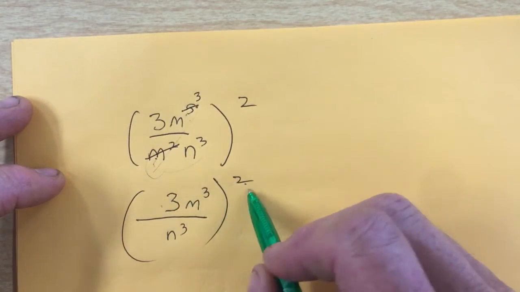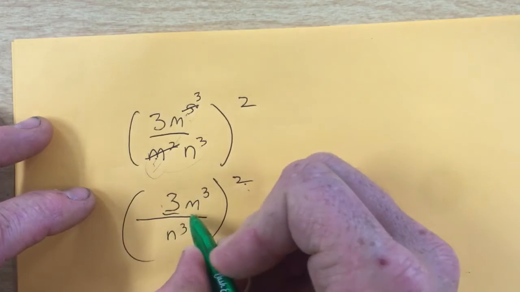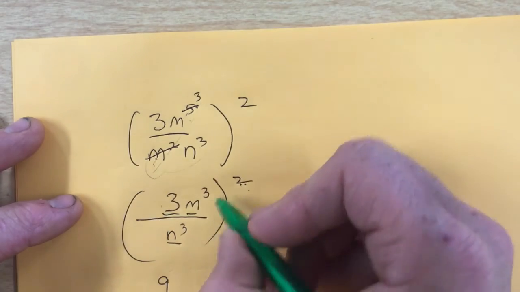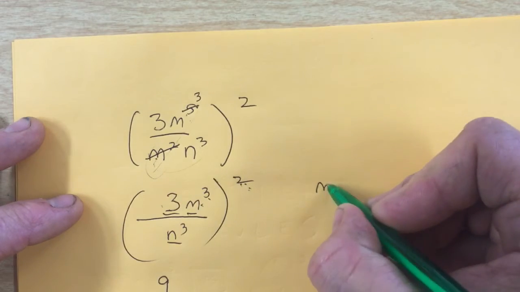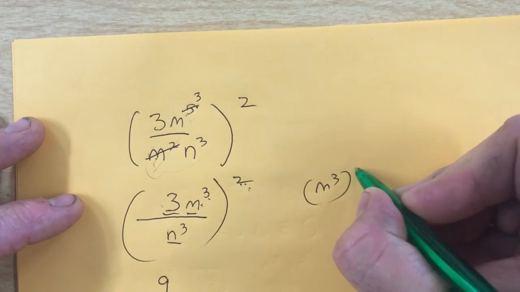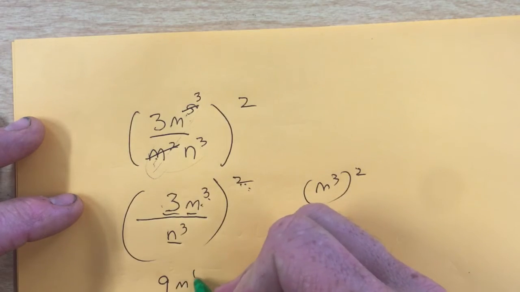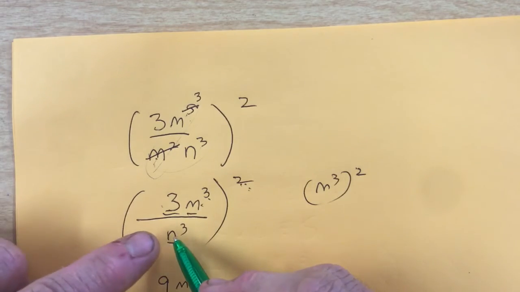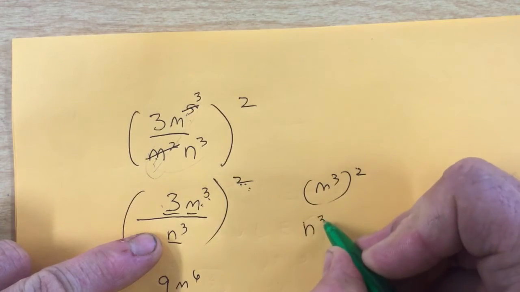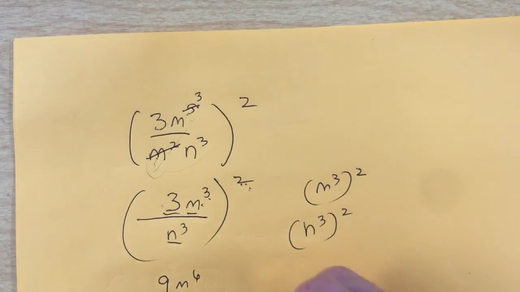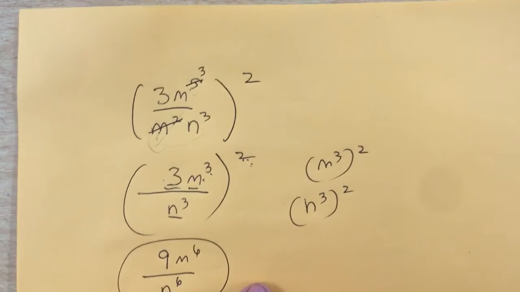So now I got to square everything. So now I got to square each individual thing here. So 3 squared would be 9. M to the third squared, that's the rule I just talked about. 3 times 2 would be 6. That's m to the 6. In the bottom, I got n to the 3 squared, same thing. That's going to be n to the 6. So that would be my answer right there. I can't go any further than that.